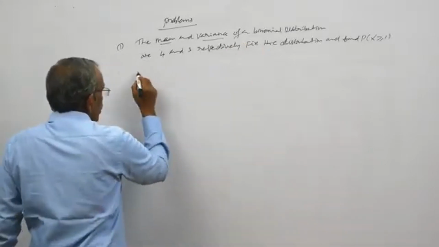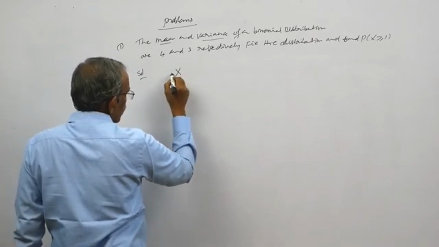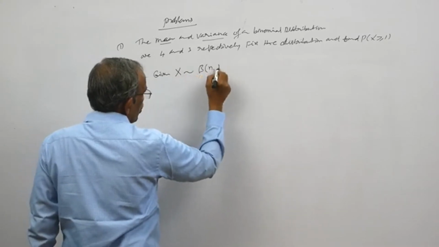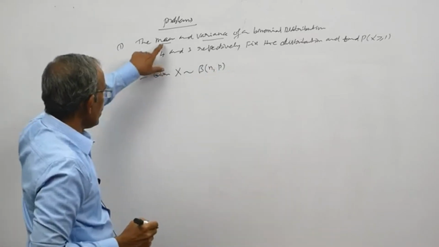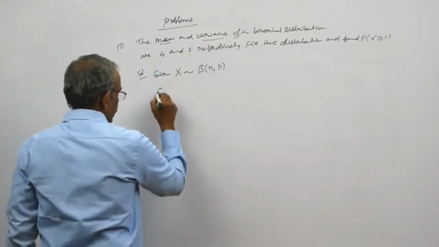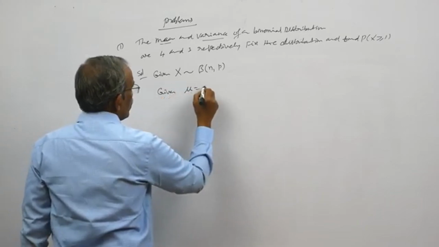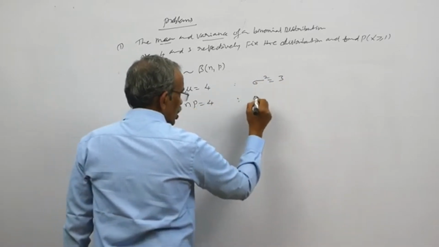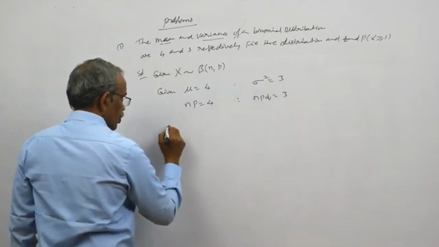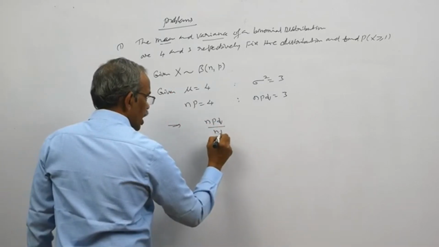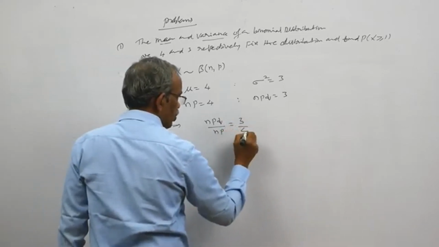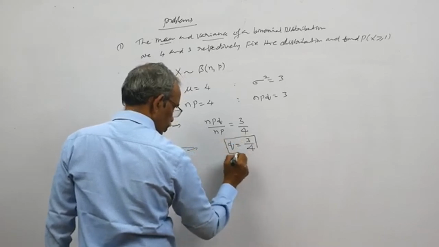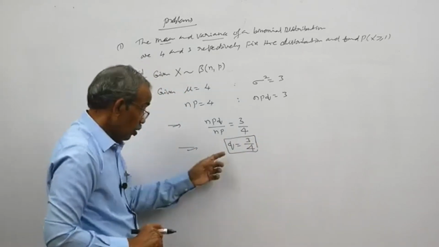This is the binomial distribution, where the random variable x follows the binomial distribution with parameters n, p. Here, given that mean mu is equal to 4 and variance sigma square is equal to 3, mu is equal to np is equal to 4, npq is equal to 3. That implies npq by np is equal to 3 by 4, and npq by np is q, so q is equal to 3 by 4.